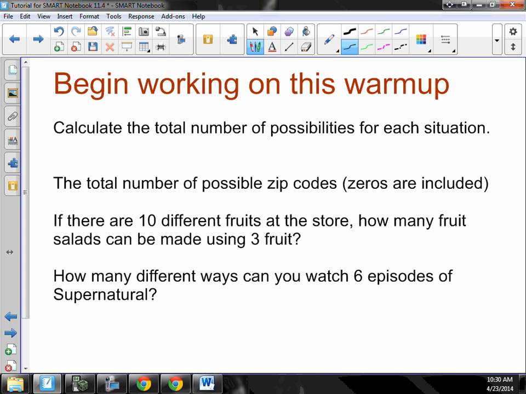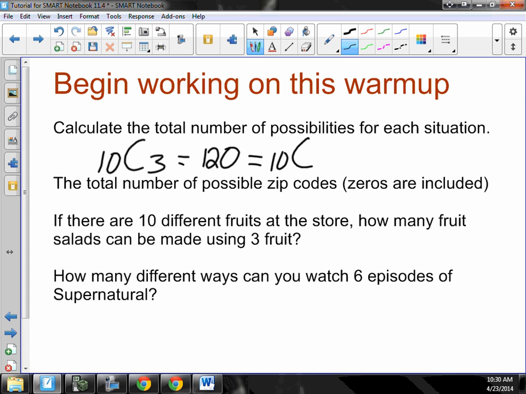So we use NCR. What is our N? 10, and our R? 3. So calculate 10C3. 120. So there are 120 ways to make a fruit salad using 3 fruits if there are 10 fruits to choose from. Now, we learned yesterday that 10C3 is actually equivalent to 10C.